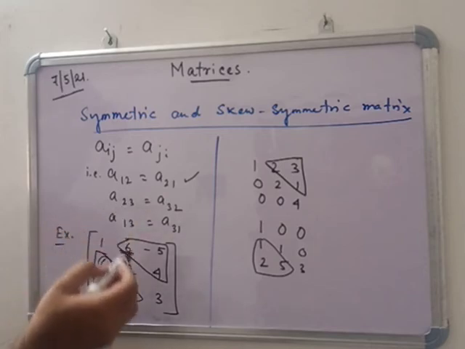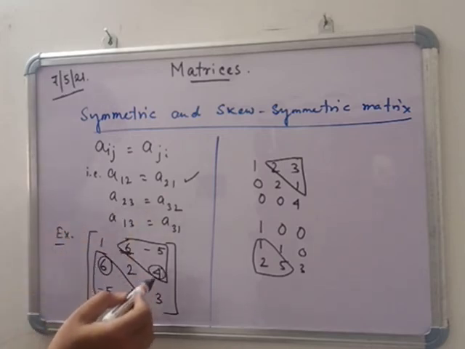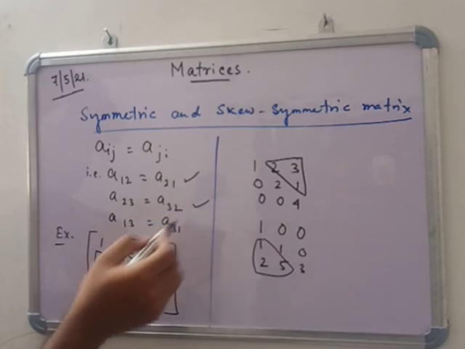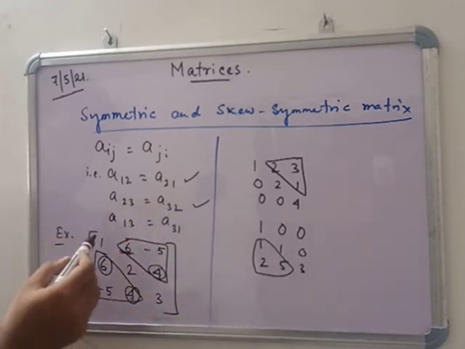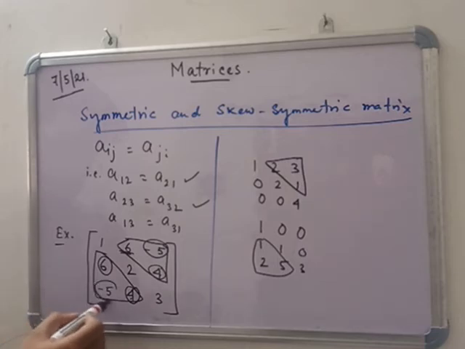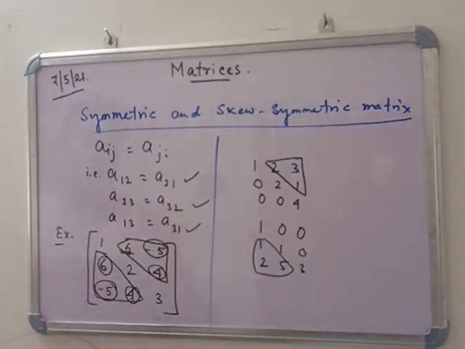Similarly, A23 is 4, and here A32 is 4. These are equal. A13 is minus 5, and here A31 is minus 5. This is also equal. So these are called symmetric matrices.